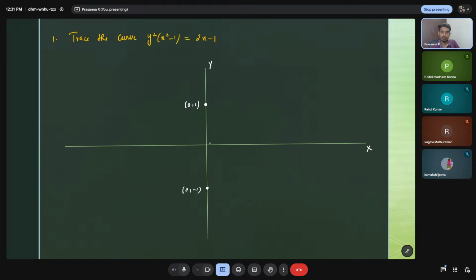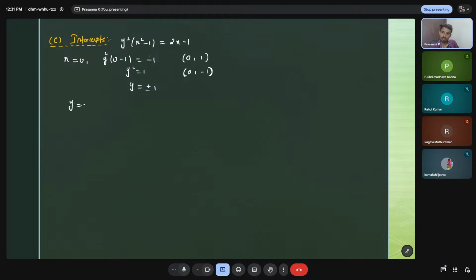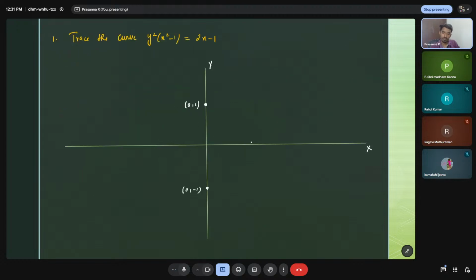Now to find x-intercept, you put y is equal to 0. So if y is 0, then 0 into x square minus 1 equals 2x minus 1. So 2x minus 1 is 0. So x is 1 by 2. So 1 by 2 comma 0 is your other intercept. The curve is not passing through origin, but the curve is passing through these 3 points, right?